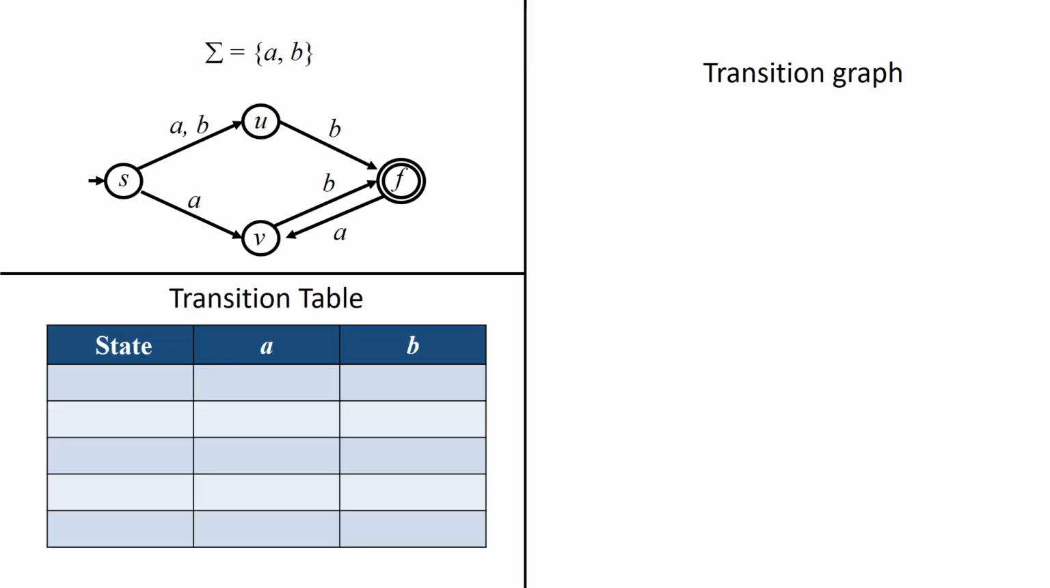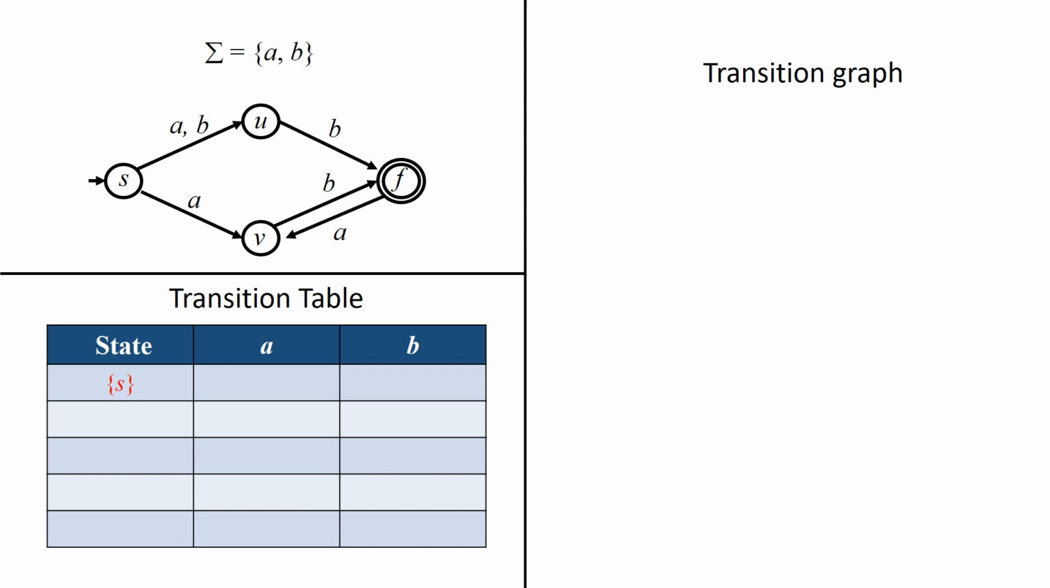We create a transition table. And later, based on this table, we create the transition graph of the corresponding deterministic finite automaton for this non-deterministic finite automaton. The columns of the transition table consist of the column state and the column of each symbol. Here, column A and column B. The column state will then contain all states of the deterministic finite automaton. We always start with the start state S.